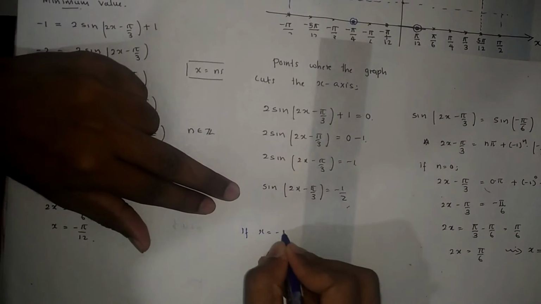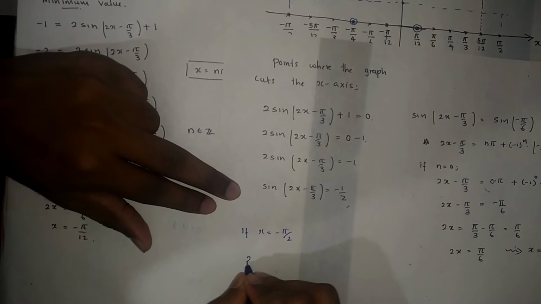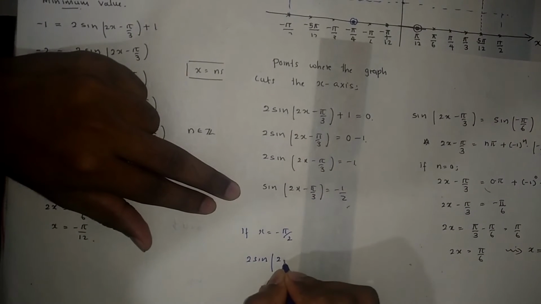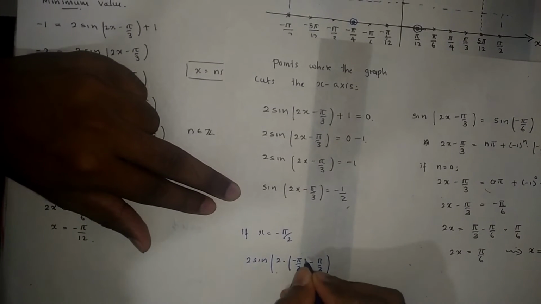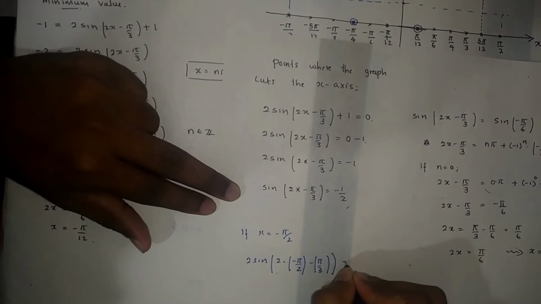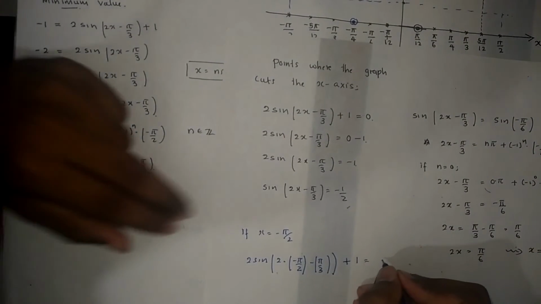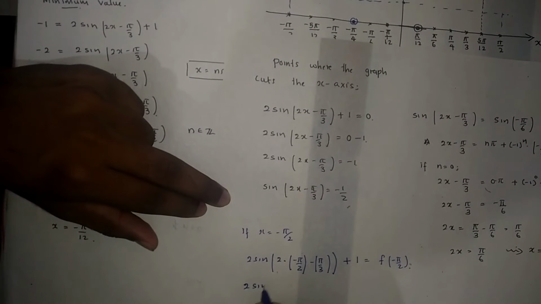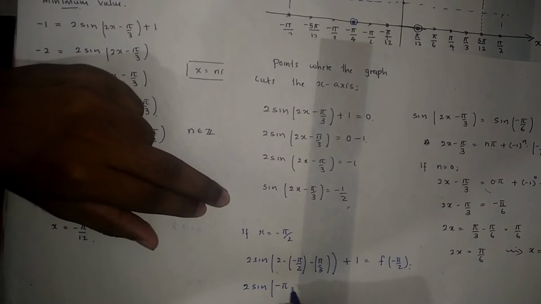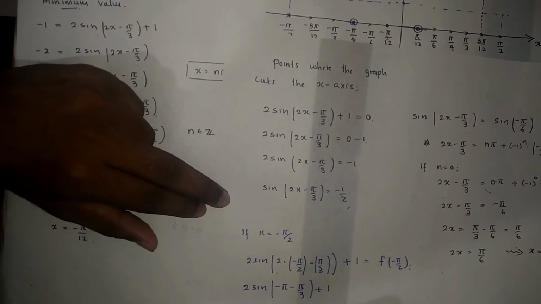If x equal to minus pi by 2, then f of minus pi by 2 is 2 sine of 2 times minus pi by 2 minus pi by 3, plus 1. So if you try to simplify this, you will have 2 sine of minus pi minus pi by 3, plus 1. So minus pi minus pi by 3 means the angle is in the second quadrant. So your answer will be positive, right? So 2 sine pi by 3 plus 1.